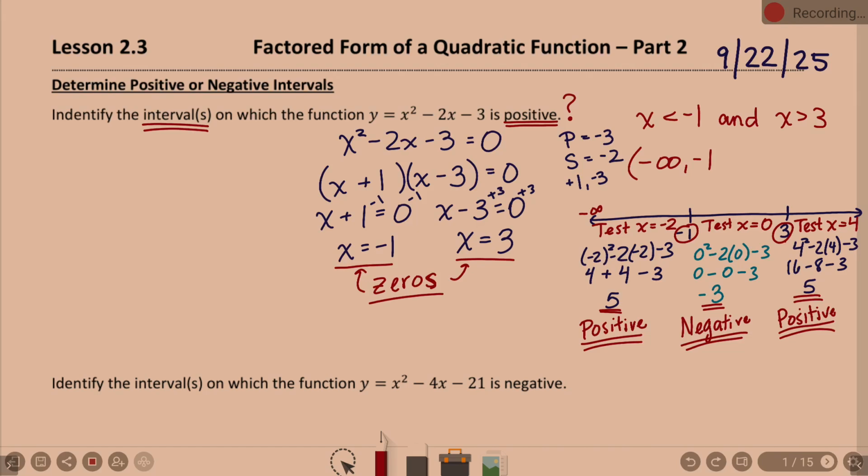So I'm just going to use a parenthesis, union, and then over here, x greater than 3. So what? We start at 3, and we're going to positive infinity. Infinities, again, use parentheses. What about this 3? Again, it's neither positive nor negative, so we're using a parenthesis. Okay?